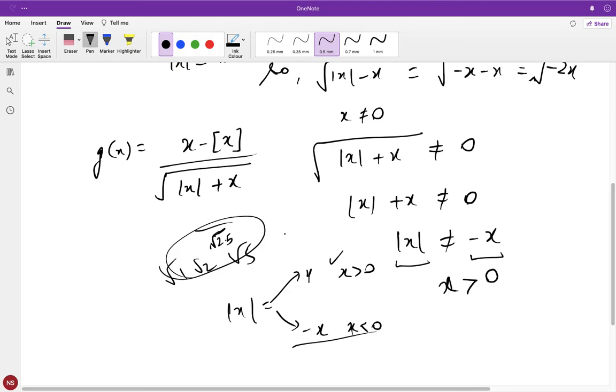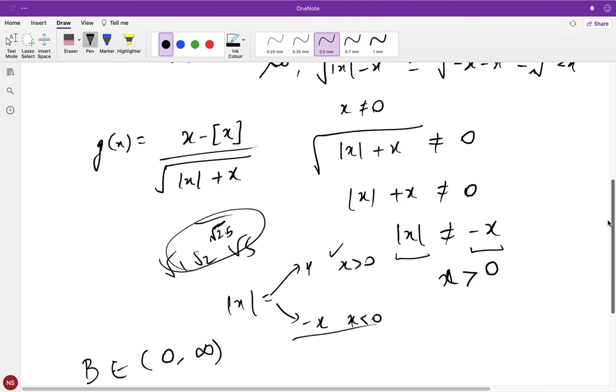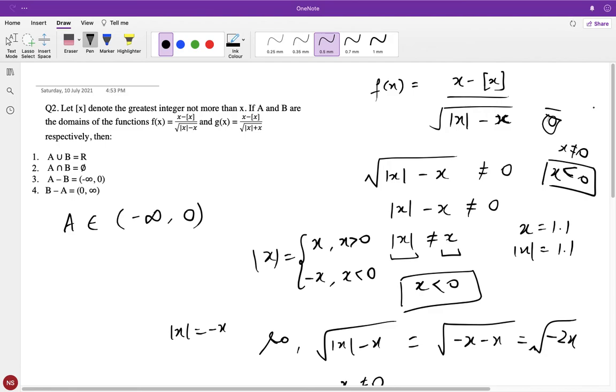Also again, x is not equal to 0, because in that case, this will become 0 plus 0. So square root of 0 is not defined, so x is not equal to 0. So B is the set 0 to infinity, right? Yeah. So A is minus infinity to 0 and B is 0 to infinity.